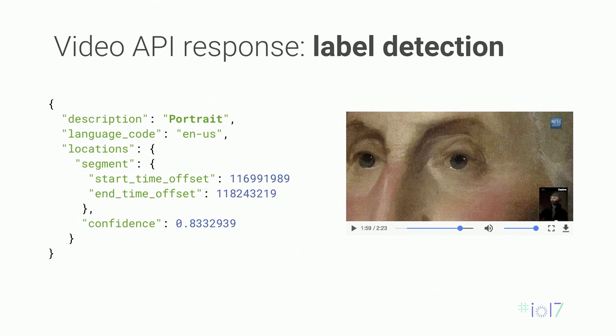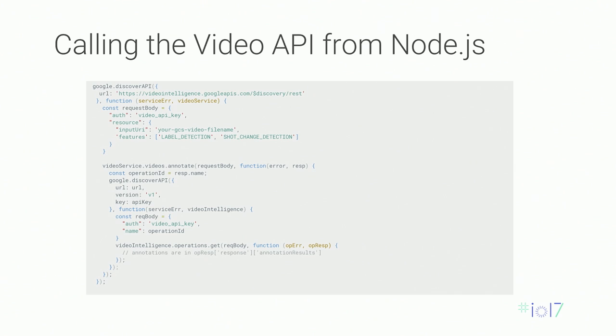Here's another one from the same video of a portrait label. We also get the start and end time for this label. And here's some code of how you would call the Video API from Node.js. The Video API is currently in private beta.